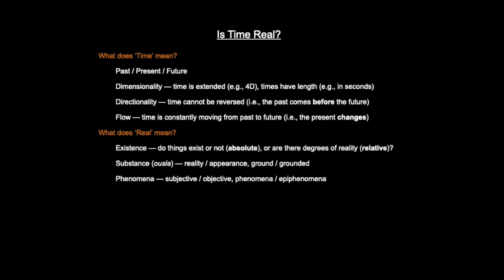So one is what you might call dimensionality. Another word for that would just be extension. Right? We think of time as like a line, and you can talk about times on that line. Right? You can measure time as a quantity. Right? The next would be directionality.